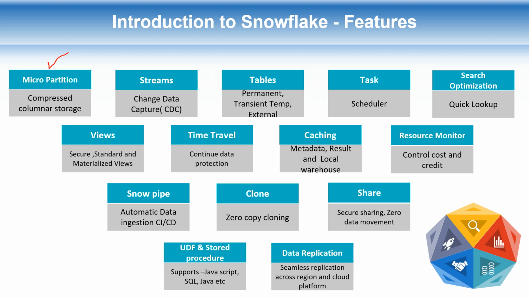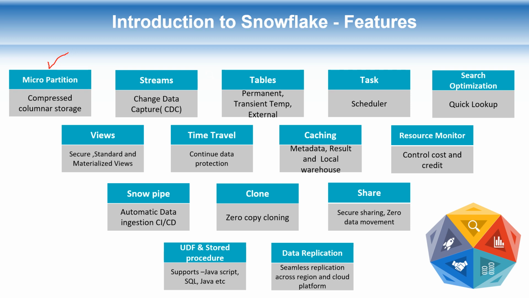Snowflake stores the data in encrypted format, both at rest and in transit, and it stores the data in a compressed columnar format, which is a proprietary compressed format. Each partition can hold a maximum of 16 MB of compressed data, which is 50 to 500 MB of uncompressed data. More details on micro partitions we'll see in a coming session.